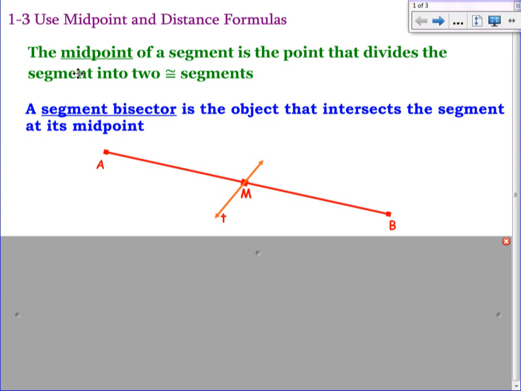So looking at midpoints first, the midpoint is right in the middle of a segment. It divides it into two congruent segments. So AM is going to be the same length as MB on this picture. Let's draw arrows to what we're talking about. The midpoint is the actual M right there. And segment bisector, that is the object that does the cutting in half. In this situation, it's the orange line, line T. That is the segment bisector. Bisect means to cut in half.